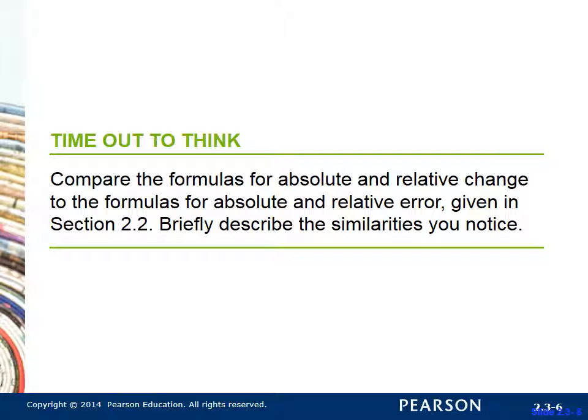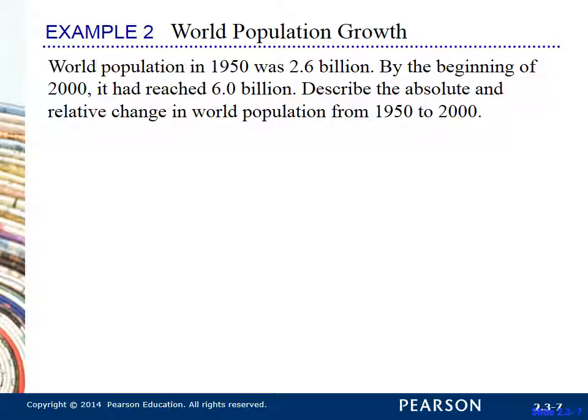So relative error, same thing. We found the absolute and divided by the true one to get our relative error. And when we do our relative change, we'll do the same process. We'll find the absolute and then divide it by the reference one, the one we started with. So in errors, you call it the true one. In change, you call it the one you're starting with, your reference one.